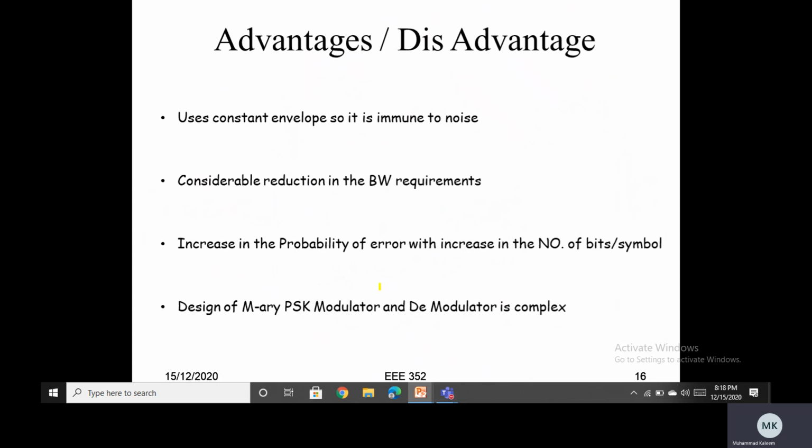Now, these are a few advantages and disadvantages of M-ary techniques. QPSK uses a constant envelope, so it is immune to noise. The second is a considerable reduction in the bandwidth requirement in case of M-ary techniques. Then, an increase in probability of error with an increase in the number of bits per symbol. The last one is that the design of M-ary PSK modulator and demodulator is a little complex as compared to binary.